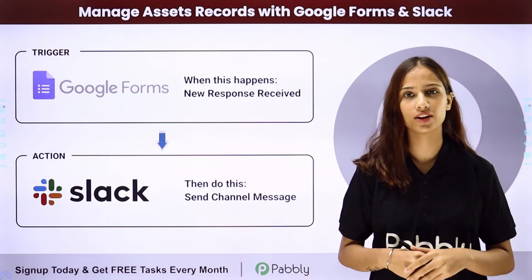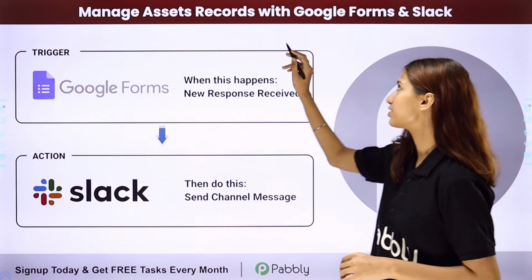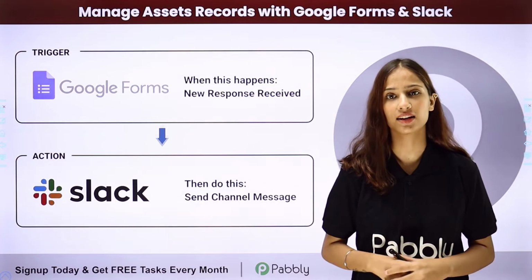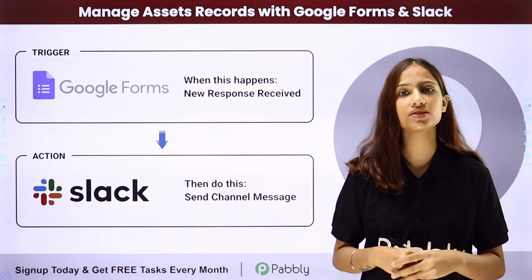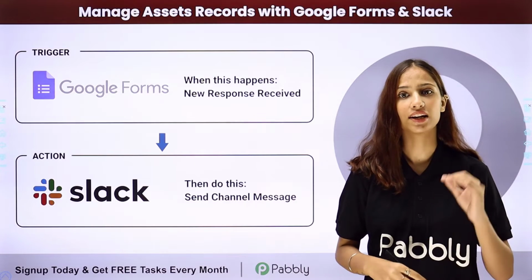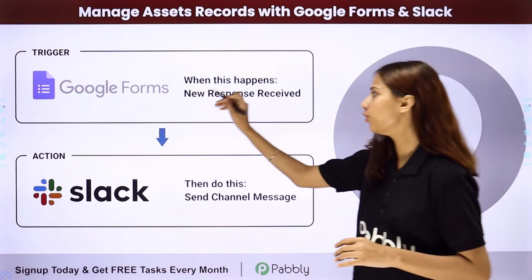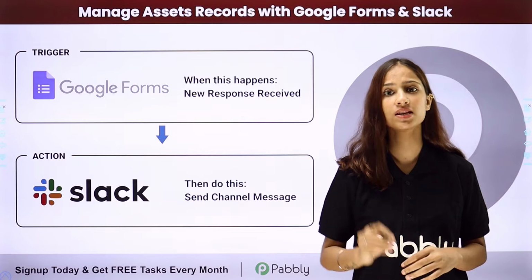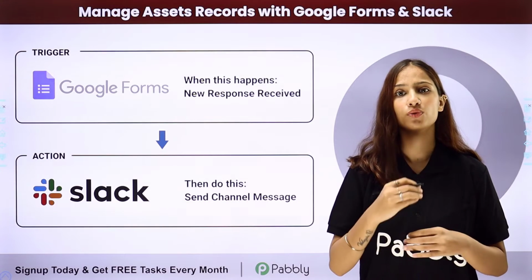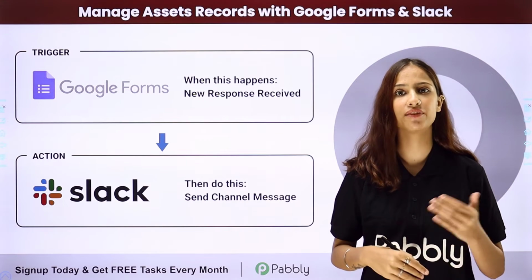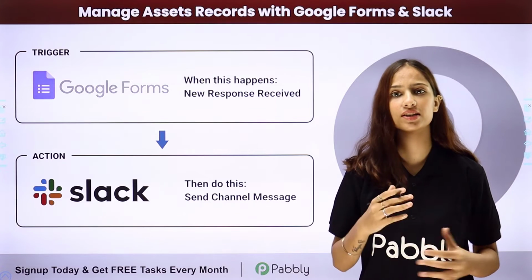So in this video we will learn how you can manage assets records with Google Forms and Slack. Let's assume that you manage the inventory of your office and now you want whenever a new form submission is done on Google Forms regarding the order, you want to send a Slack message to your inventory team. So how will we be doing this integration?